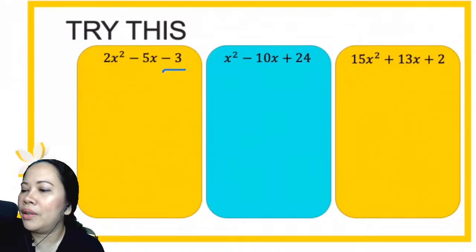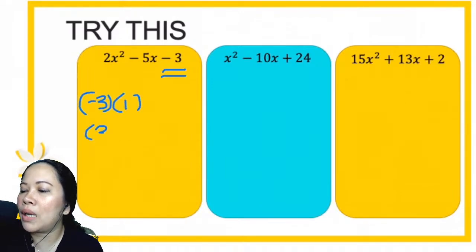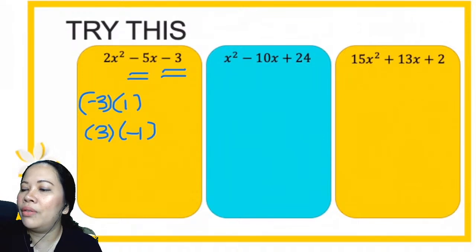Halimbawa, ito, 3, diba? So, ang factors ng 3 is negative 3 times 1 or positive 3 times negative 1, diba? At tapos, i-check mo yung middle niya, which is negative 5. So, posible yan kasi may 2x dito. So, possible yan na yung factors na para dito will be negative 3 and 1. Dahil, ang middle term mo is negative 5.